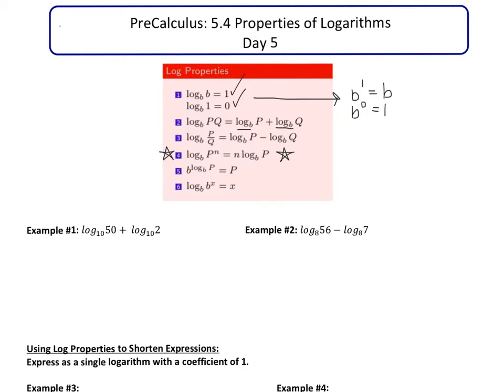Notice it's saying log base b of p raised to the n is equivalent to n times log base b of p. The only thing that changes is the placement of that n. This is a very, very good fact to know because if the n is the exponent right here, you can then bring it down in front. Definitely when we're starting to solve, this is going to be crucial.